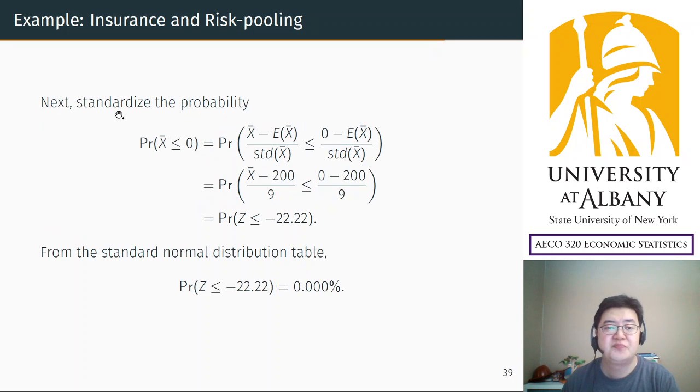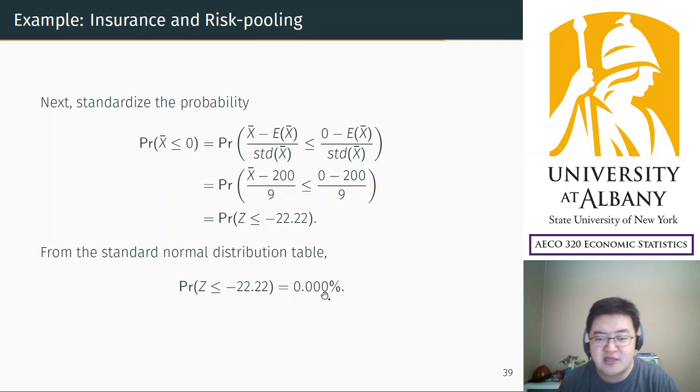And then standardize the probability. The method is the same, but we use a different standard deviation because it's different now. The mean is the same, but the standard deviation is different. And then if you calculate this side, it is now minus 22. If you put minus 22 into the CDF of the standard normal distribution, you will get 0%.